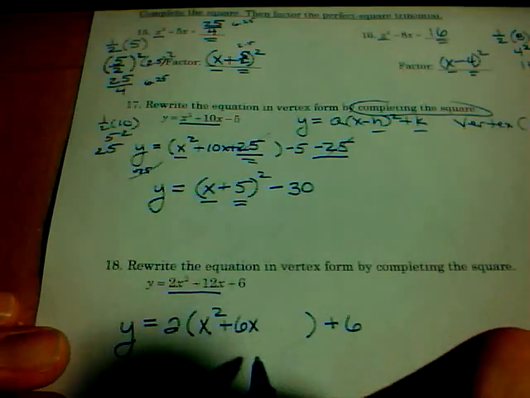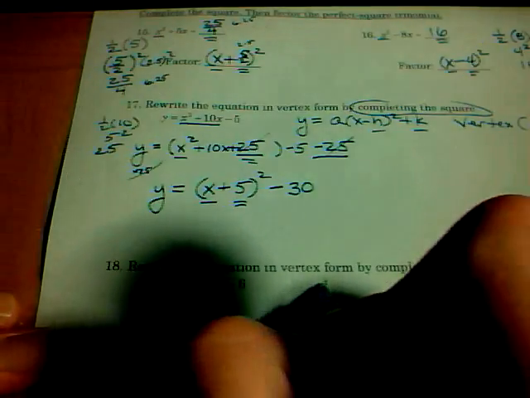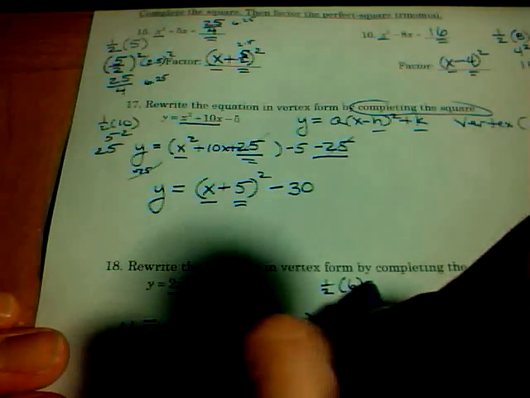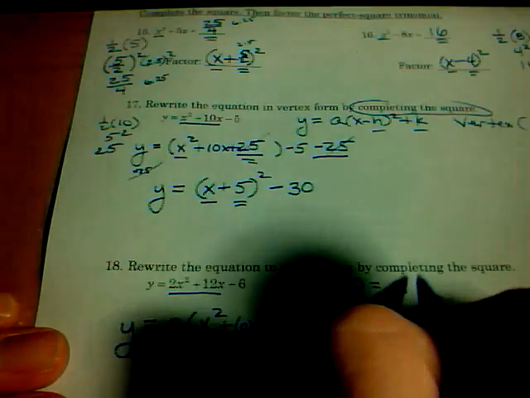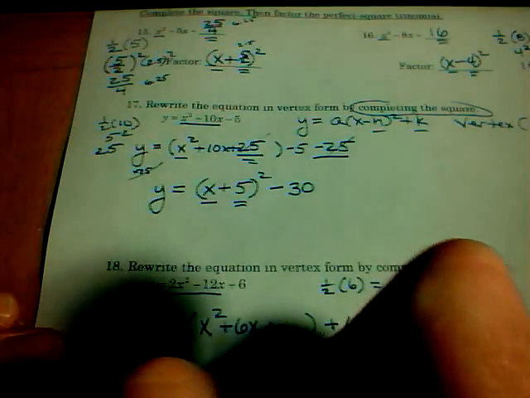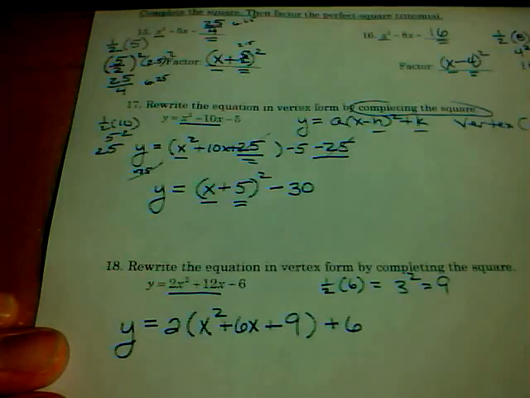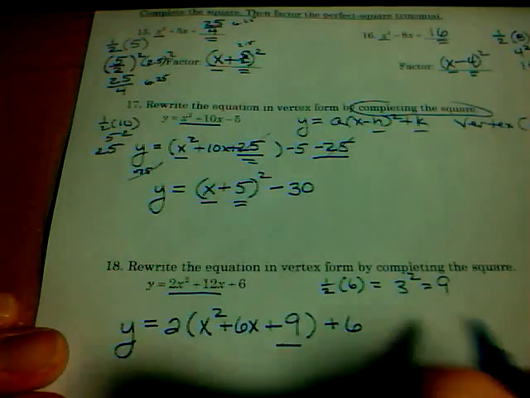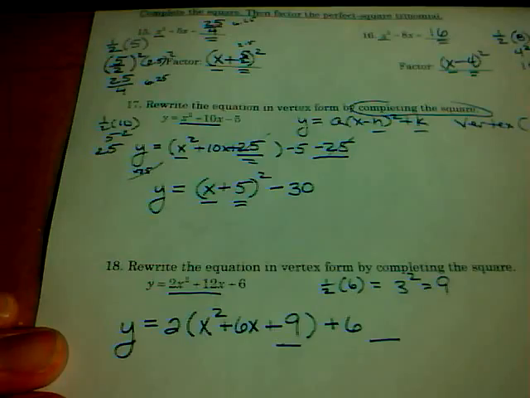So we need to come up with this third term here. So we're going to do half of 6, which gets you 3. Then we have to square that, and that'll get you 9. So this is going to be a positive 9. Now we're going to need to compensate for that 9 over here.